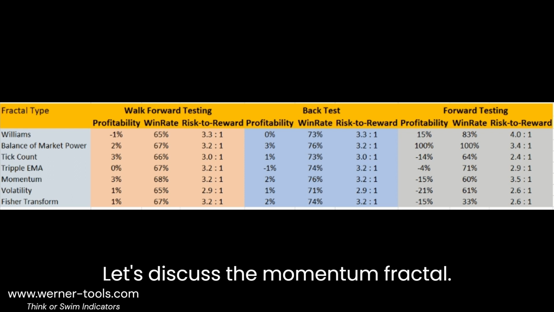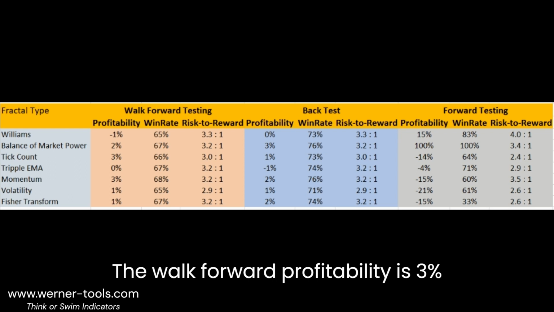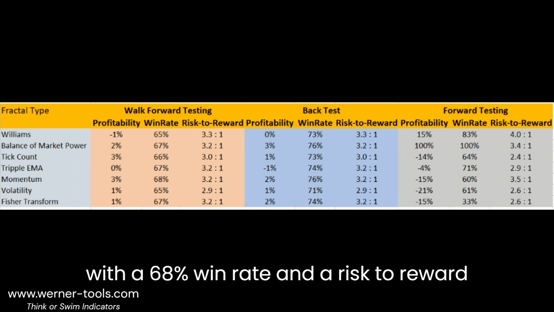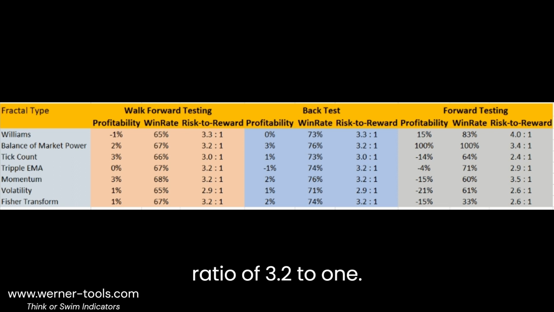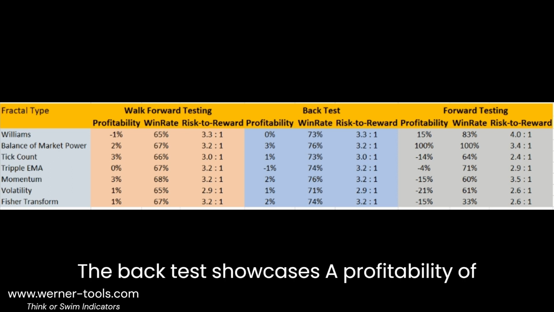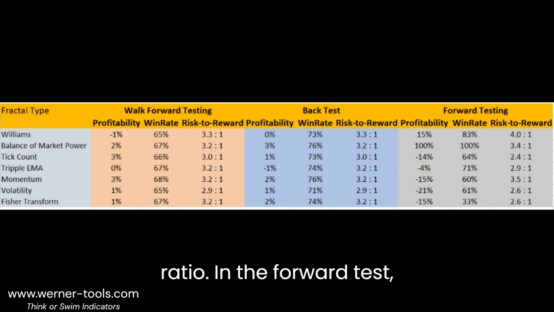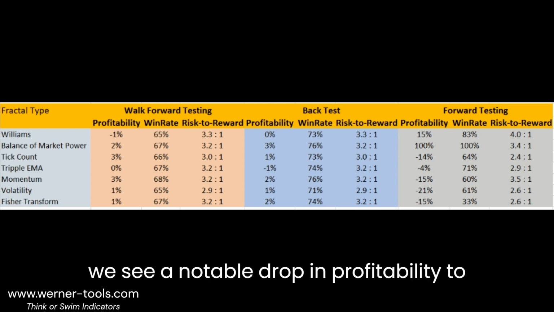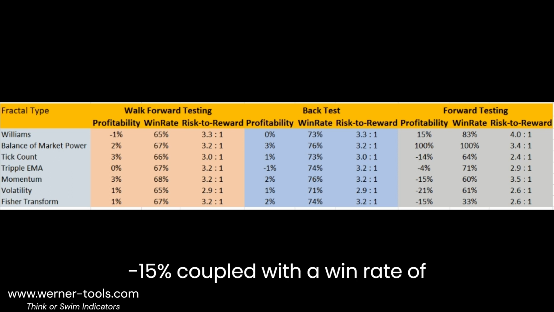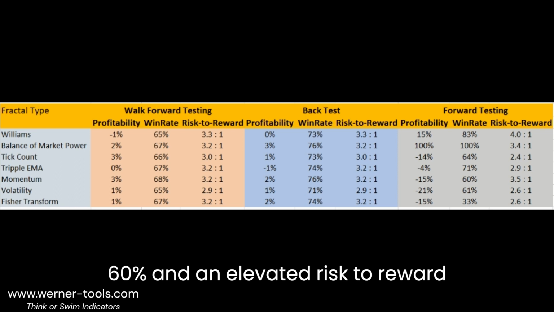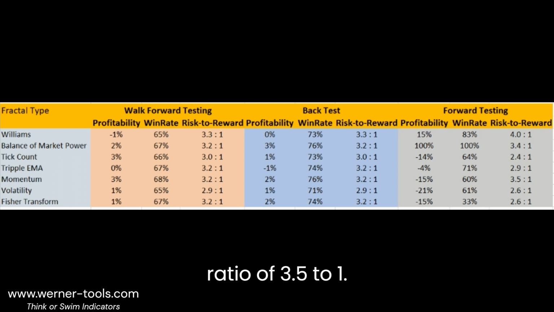Let's discuss the momentum fractal. The walk-forward profitability is 3%, with a 68% win rate and a risk-to-reward ratio of 3.2 to 1. The back test showcases a profitability of 2%, a win rate of 76%, and the same risk-to-reward ratio. In the forward test, we see a notable drop in profitability to -15%, coupled with a win rate of 60% and an elevated risk-to-reward ratio of 3.5 to 1.